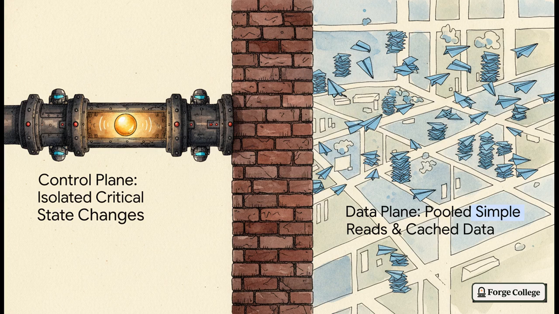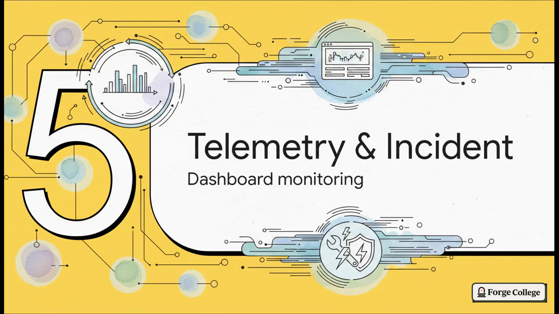Why? Because you never want a sudden overload of read requests to crash your ability to process actual transactions. For the control plane, you might use an active/passive failover with really conservative retries, since duplicating a state change is a massive headache. But for the data plane, go ahead and use an active/active setup with caching layers pooled across public endpoints.